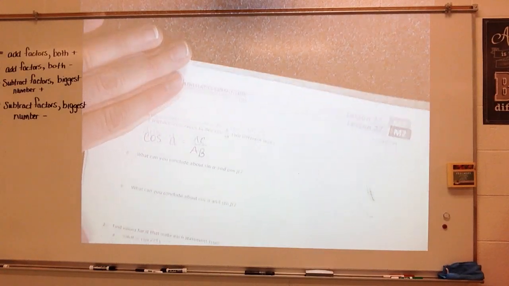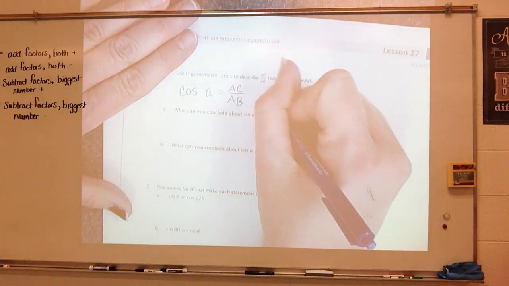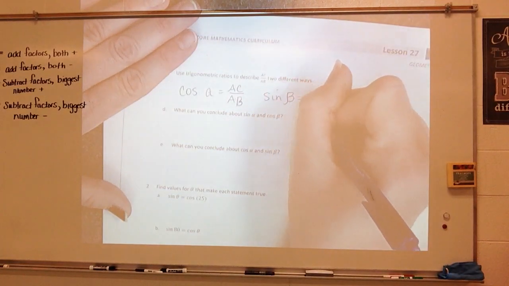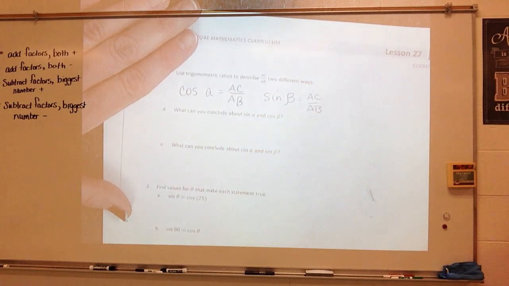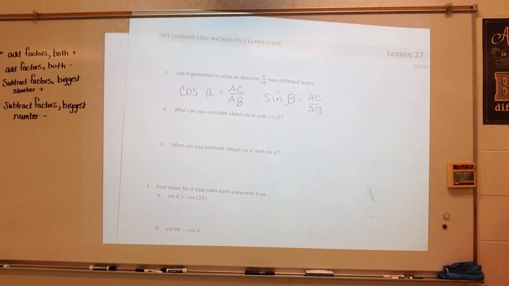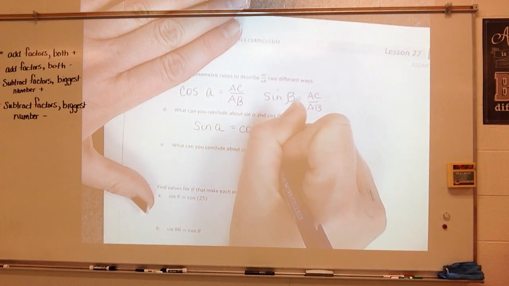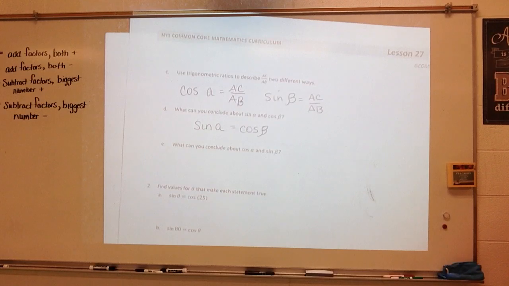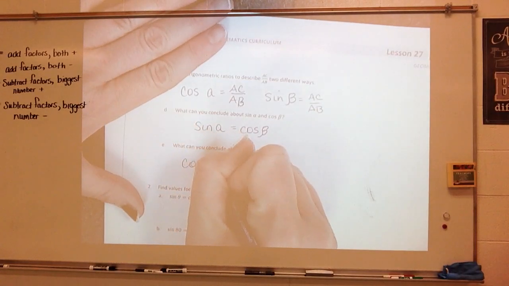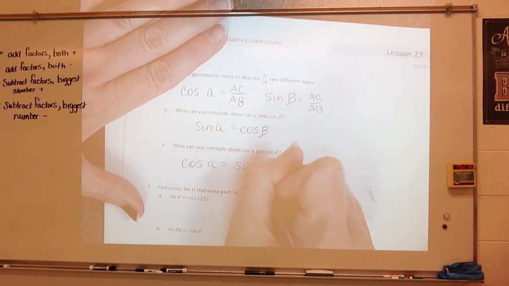And we have proven that the cosine of A is also equal to the sine of B. What can you conclude about the sine of A and the cosine of B? Well, we can conclude that the sine of A is equal to the cosine of B. What can you conclude about the cosine of A and the sine of B? We can conclude the cosine of A is equal to the sine of B.